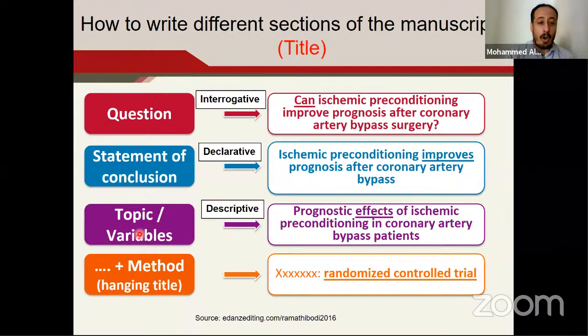The British use a descriptive style, with topics or variables, like: Evaluation of the prognostic effect of ischemic preconditioning in coronary artery bypass patients. Sometimes you also add the method at the end, which is a hanging title, such as systematic review or randomized control trial. So if you are targeting a US journal, I mean a journal published under US databases, it's better to use the statement of conclusion. If you are targeting a journal using the British style, it's better to go for the descriptive style, with topic or variable.